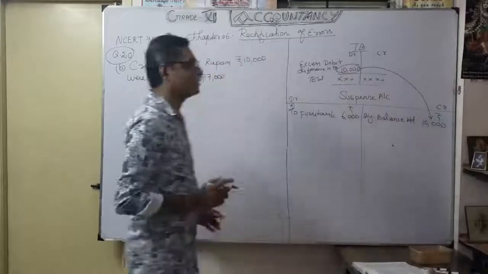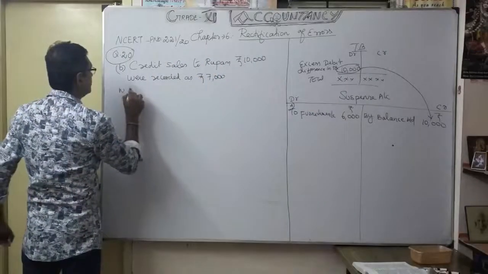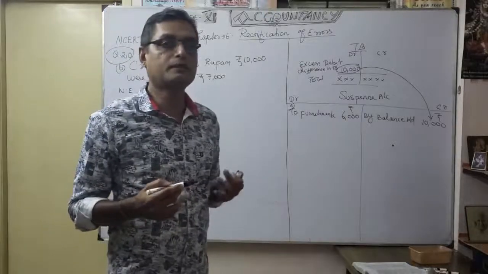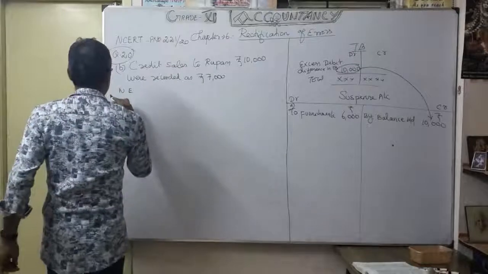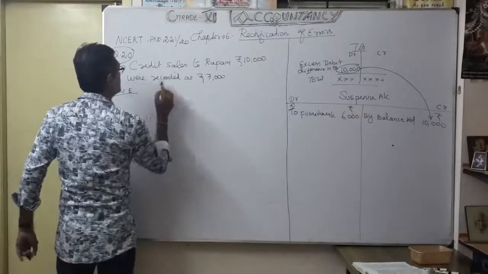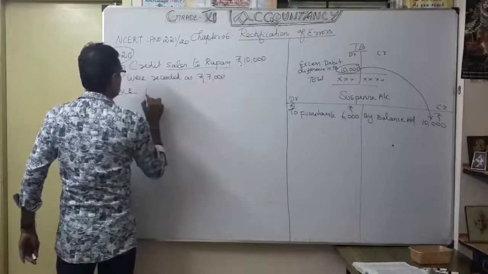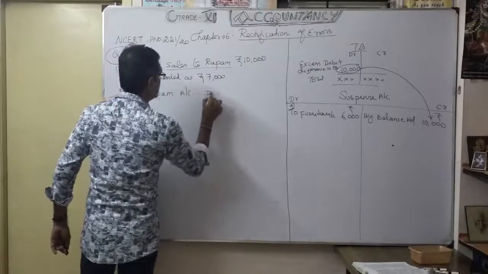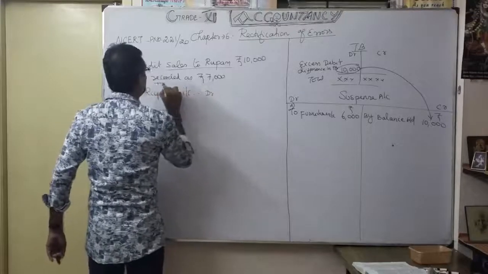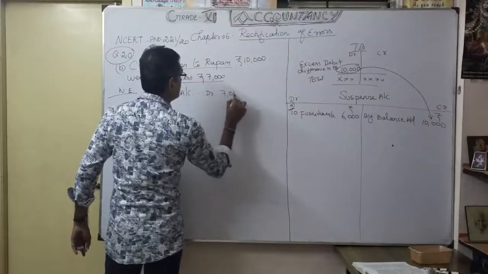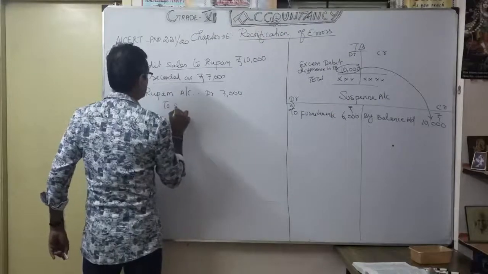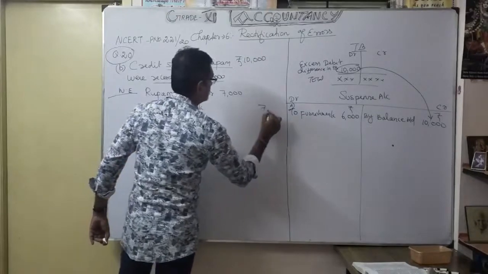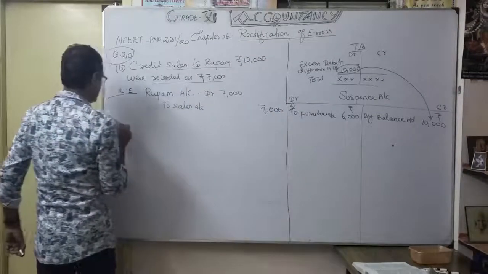See here, what is the wrong entry? We said that whenever there is a wrong entry, the correct entry is possible, you can do it. Then our rectification entry is very, very easy. So what's the wrong entry? As we know, credit sales to Reuben. So Reuben account debit, how much? They recorded only 7,000. Reuben to sales account, isn't it? Sales account, how much? 7,000. So what is the correct entry?